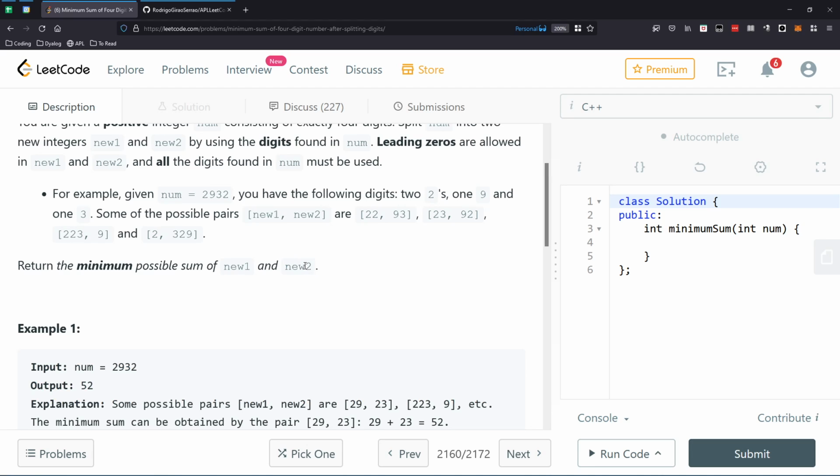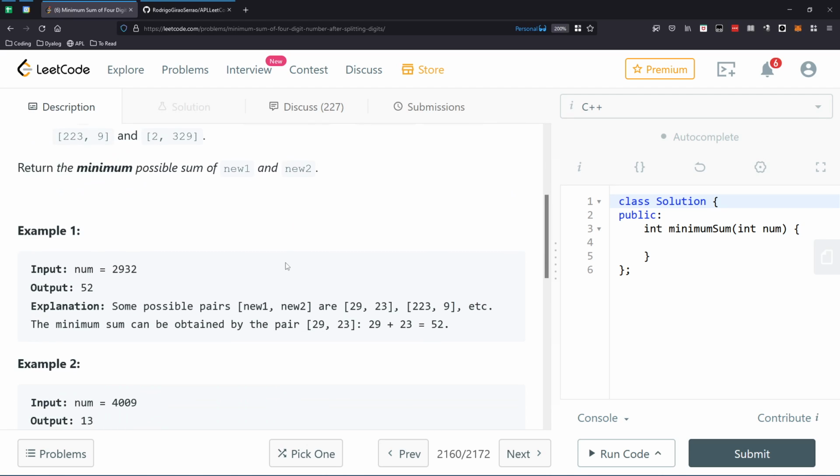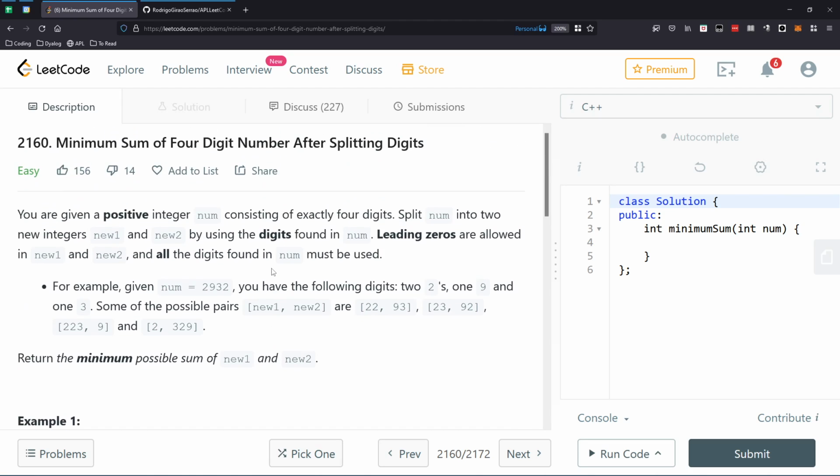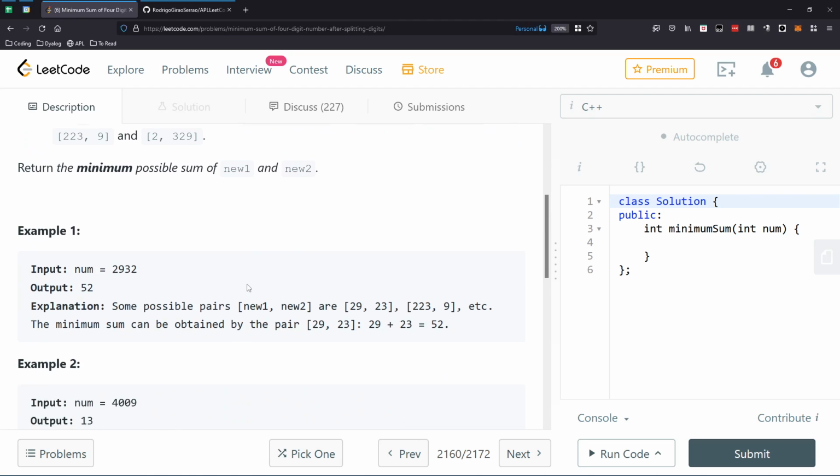Okay, that's interesting. Let me think. One thing we can do is brute force. So we can either brute force or we can come up with a clever algorithm. For a clever algorithm, we can order the digits in ascending order, and the two smallest ones should be the unit digits, and then the other two should go in the tens place, and then the order within each pair doesn't really matter.